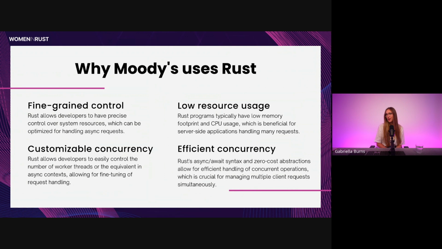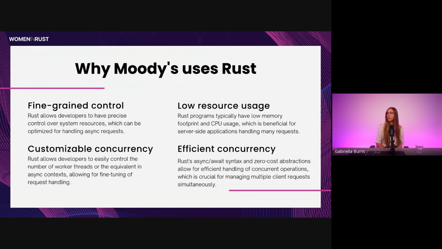Yeah, and we have a few more reasons we use it. There's the fine-grained control that our developers are able to use to our advantage. It gives us precise control over system resources, and that can be optimized for handling async requests. And the customizable concurrency is great. It allows developers to easily control the number of worker threads or the equivalent in async contexts, and that allows for fine-tuning of request handling.